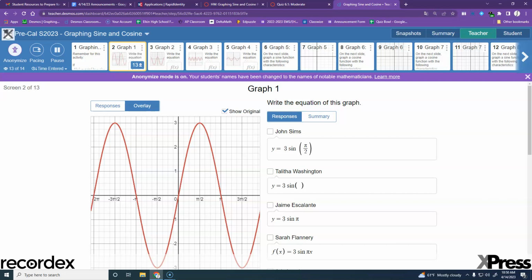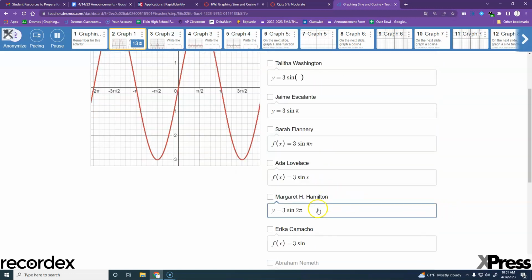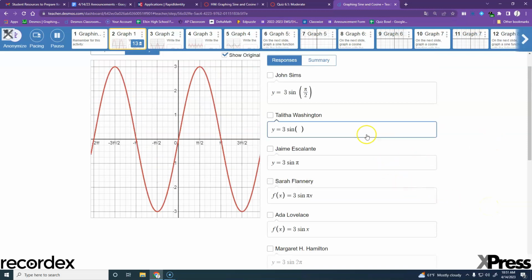Where we have a lot of variation is over here for what is inside of our sine function. So we've got pi over 2, we've got a pi, we've got pi times x. We just have an x, we've got 2 pi. So we don't have very much repeat. We have a few people with sine that's blank. We can't leave sine blank there, so that would not be right either. So we've got a lot of variation on that.